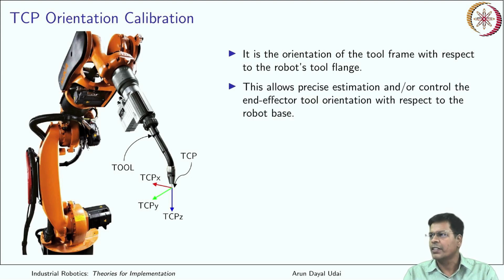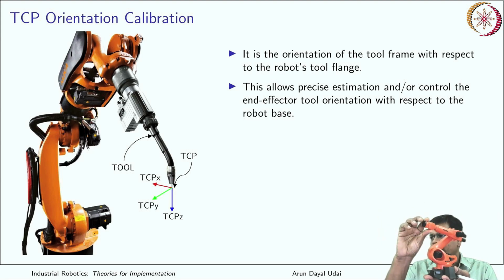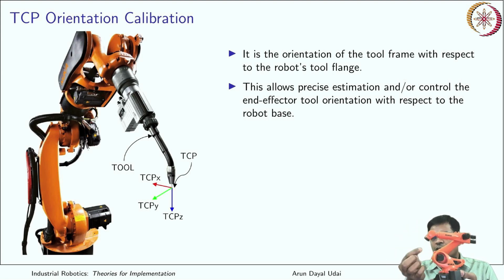So this allows precise estimation and control of the end effector tool orientation with respect to the robot base. With respect to the robot base, which is here, I can also orient my end effector with respect to the tip of this tool. The tip can be made stationary and the whole end effector can now rotate about it. So that tip will remain stationary. After the completion of orientation calibration, we should expect our robot to do that.